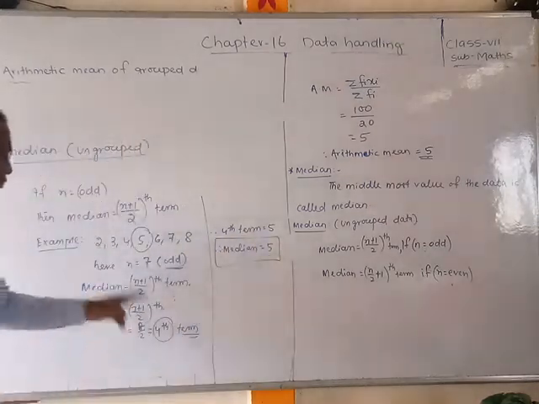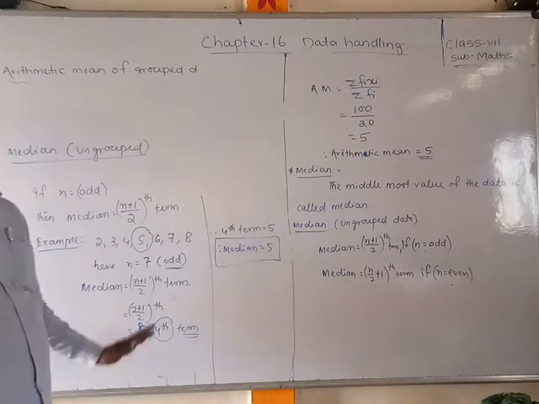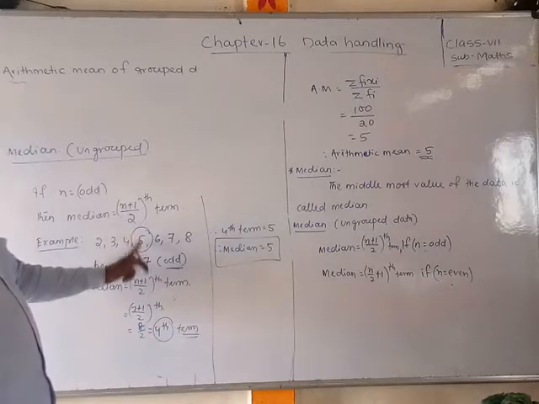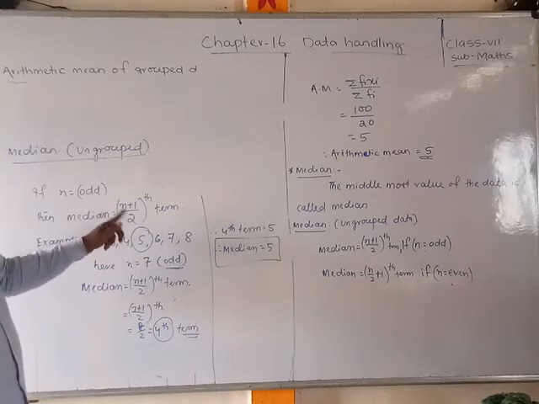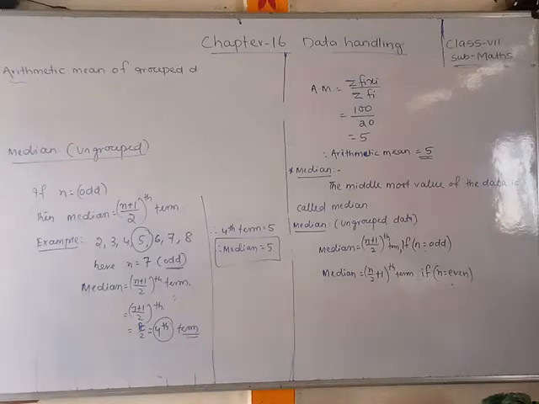So the fourth term is equal to median. We don't write fourth is the median. The fourth term is the median. In this case, which one is the fourth term? That is the median. First term, second term, third term, fourth term. So this is the median. I hope you have understood.